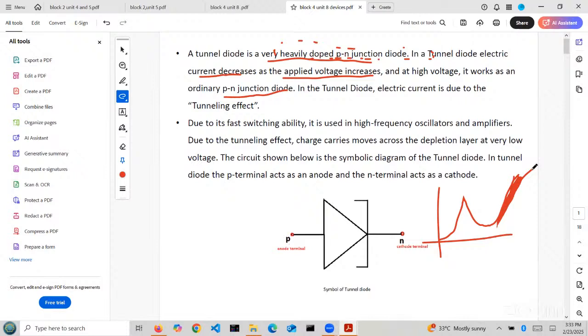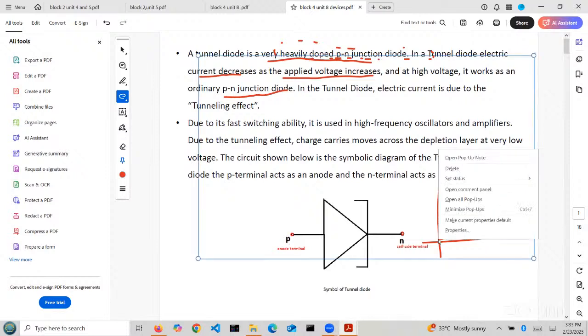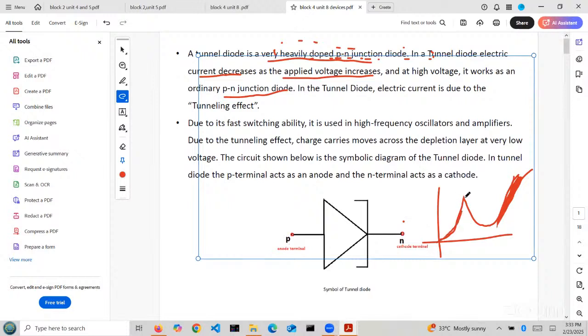Initially, no current is flowing. Again, the current starts to flow, a small current is flowing. After that, it is decreasing. Again, it acts as a normal PN junction diode, which we will observe in this characteristic.